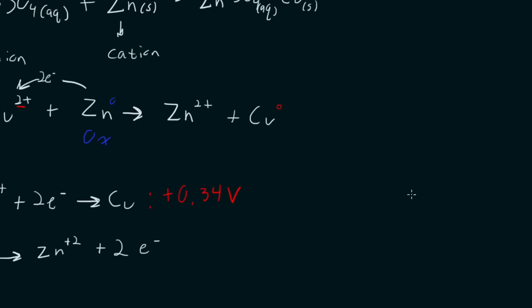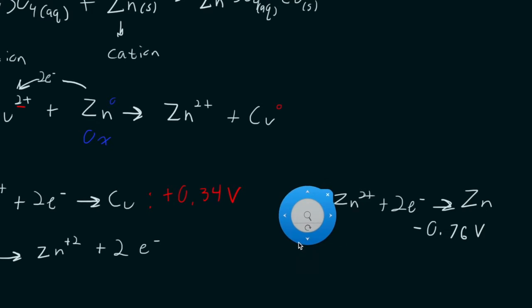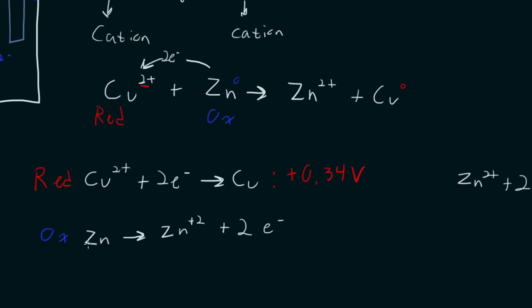The reduction half reaction would look like Zn2+ plus 2 electrons, making zinc metal. And that would have been a negative 0.76 volts. But that's not what we have over here. That's the reduction reaction. We have the oxidation reaction for zinc. So what's that going to be? How's that going to be different?